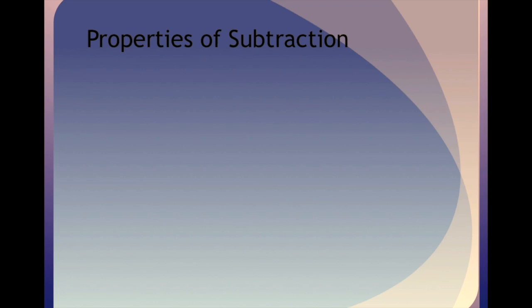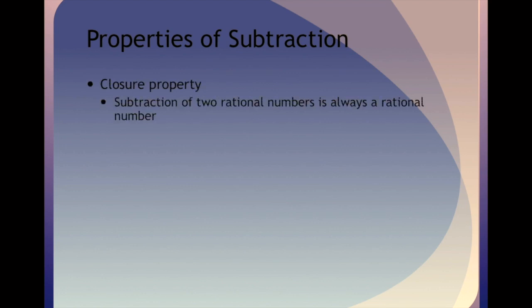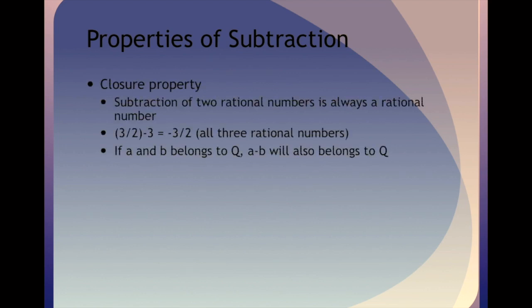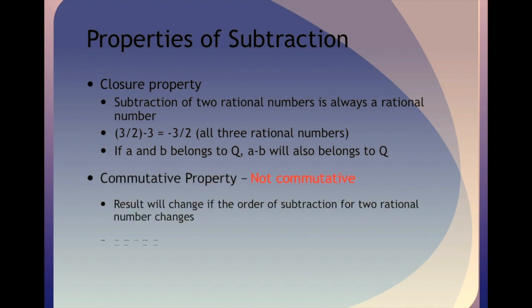Now let us discuss some properties of subtraction. So again, closure property is same as addition. If we have two numbers which are rational numbers, if we subtract, the answer will always be a rational number. So if a and b both belong to rational number series, a minus b will also belong to rational number series. Does commutative property hold good for subtraction?